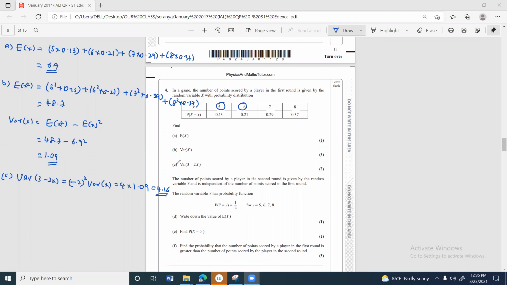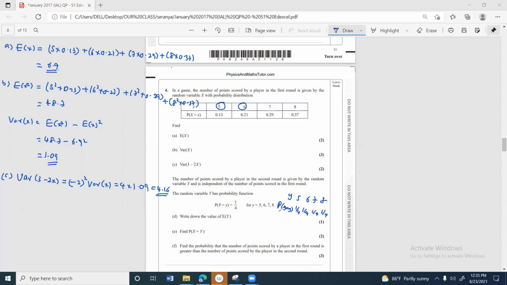So yes, the first round information is given over here. The second round information is a uniform discrete distribution. Each probability is 1/4. The events are 5, 6, 7, and 8. So Y is 5, 6, 7, and 8, and the probabilities would each be 1/4.